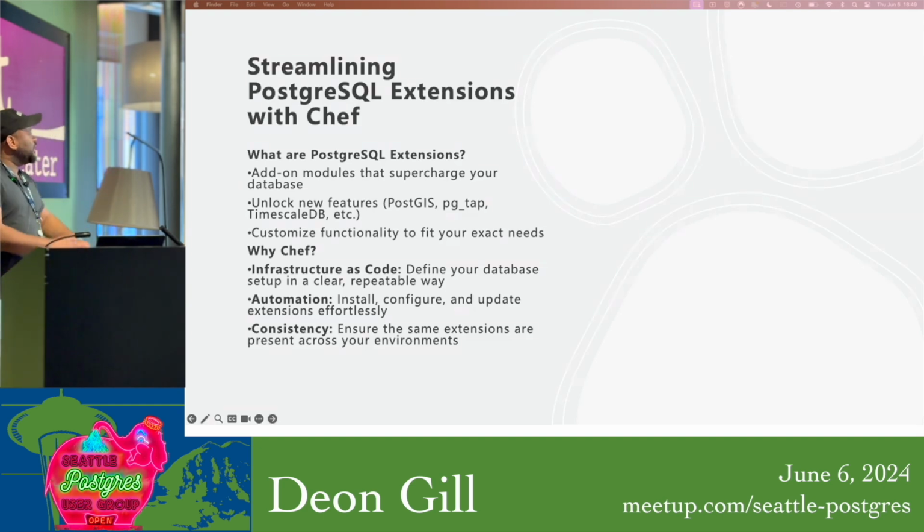Automation, again: installing, configuring, and updating your extensions effortlessly. If you need to update your extensions, all you have to do is go to that cookbook, go to that specific recipe, and change out where you're getting that version. If there's a new version, you just put the new link in there. And then consistency. You're ensuring that you have the same extensions present across your environment. Every Postgres server you have, whatever extensions you're going to have in there, they're already configured in that cookbook. It's going to go out to all your servers and all your databases, specifically what you need.